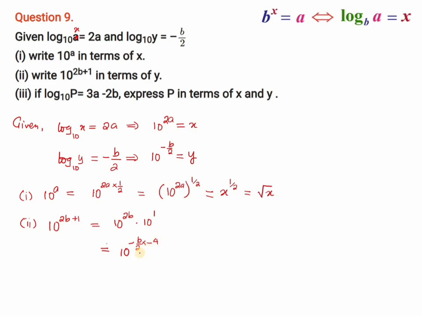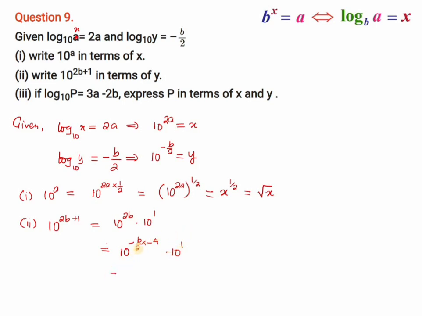Kindly check. Because 2 and 4 get cancelled, you get 2. Minus into minus is plus, so you get 2b. So this is the simple modification I have done. Into you have 10 to the power 1, so let me write it 10 to the power 1 for now.